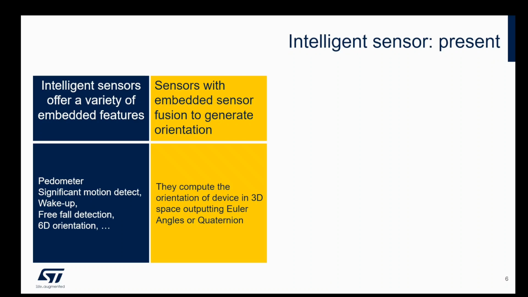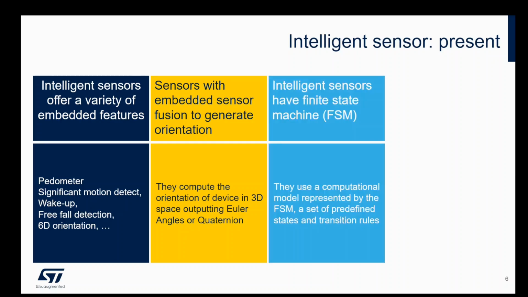Next came this idea of sensor fusion. So the sensor, instead of outputting raw acceleration and angular rate data, would compute your orientation, your Euler angles or your quaternion on the sensor itself. And it'll output quaternions or the Euler angles in digital form over to the microcontroller.